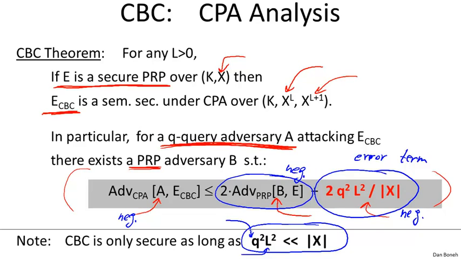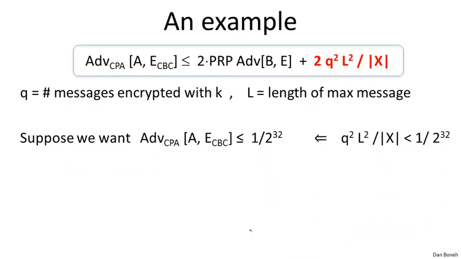But in real life, Q is basically the number of times that we've used the key K to encrypt messages. In other words, if we use a particular AES key to encrypt 100 messages, Q would be 100, because the adversary would then see at most 100 messages encrypted under this key K. Okay, so let's see what this means in the real world.